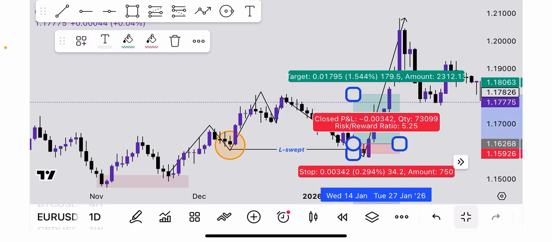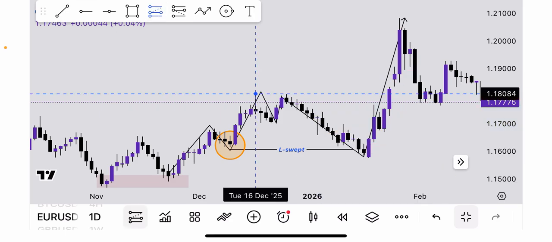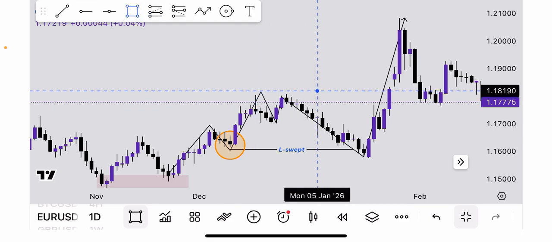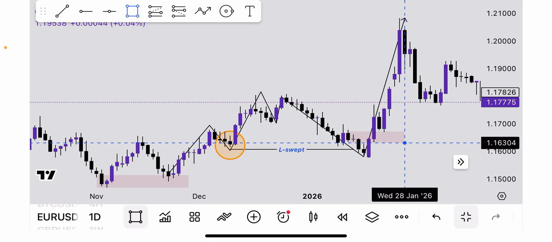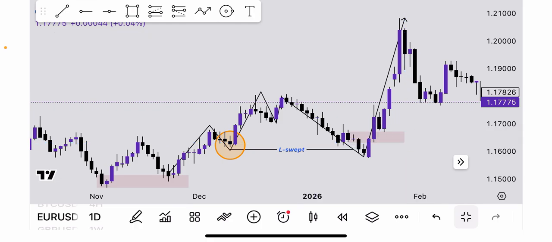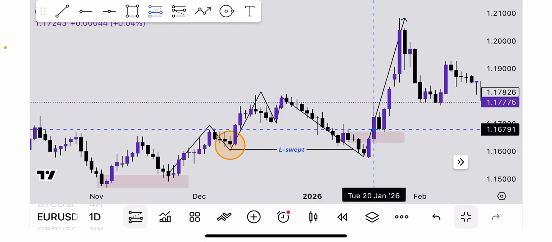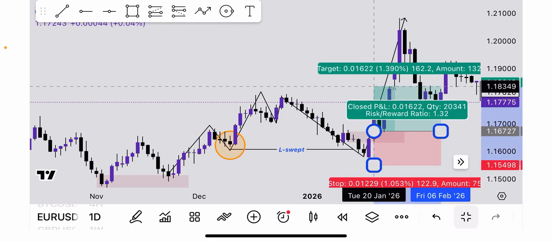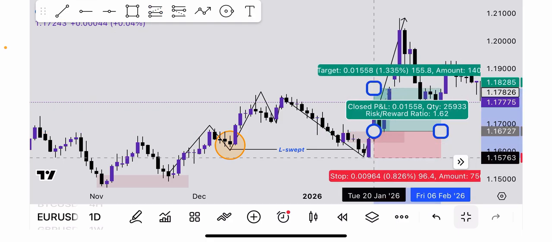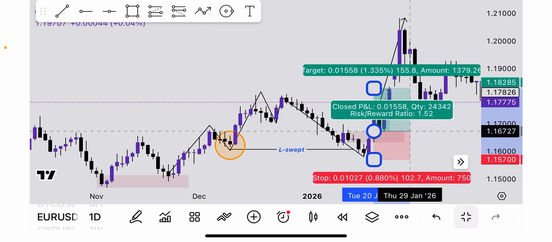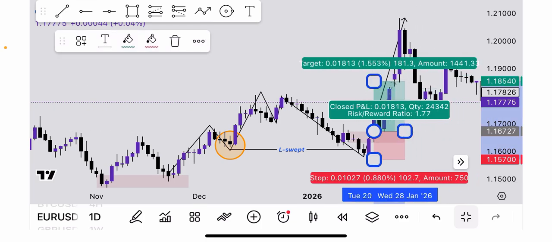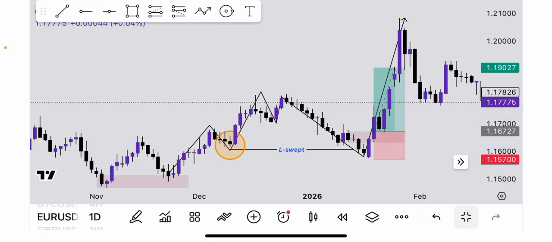At least if you enter this market from this zone, here, from this zone, it's not bad. You enter from here, you still make money from the market. Then your stop loss is below this recent low created, and your TP is 1:2. You still make money from the market.